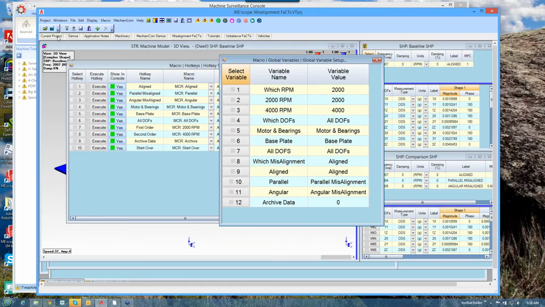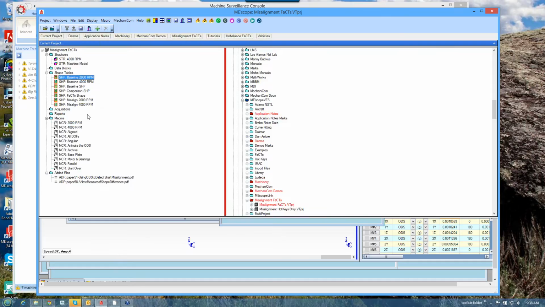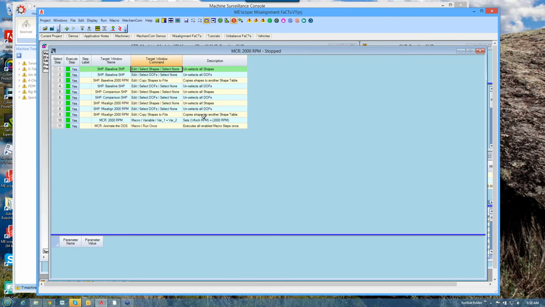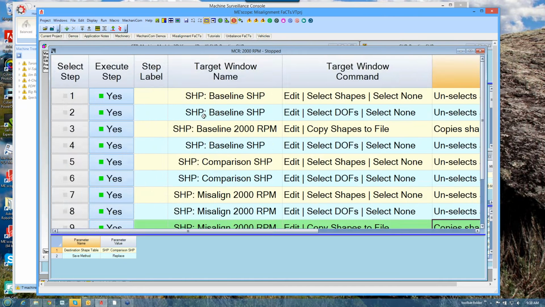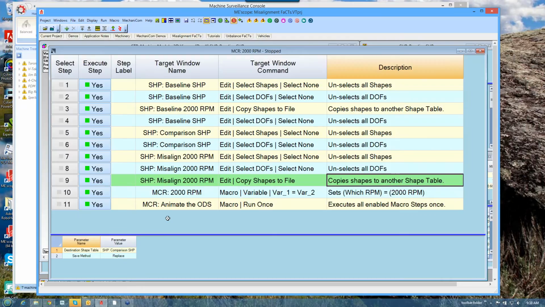Let's go through and look at some of these macros. Okay, here's one called 2,000 RPM. So that's the first order. What it's saying here is I want a macro that will tell Emiscope to animate the balanced versus an unbalanced case using ODSs from the first order.